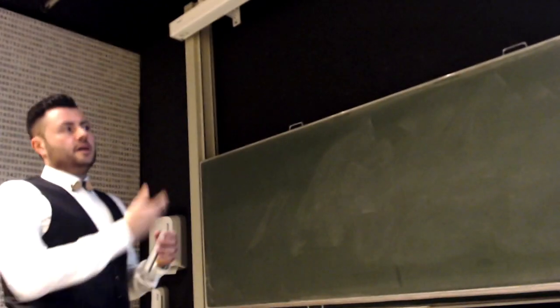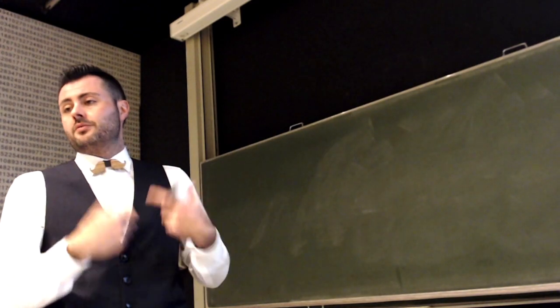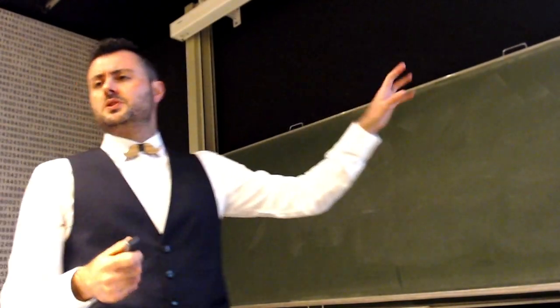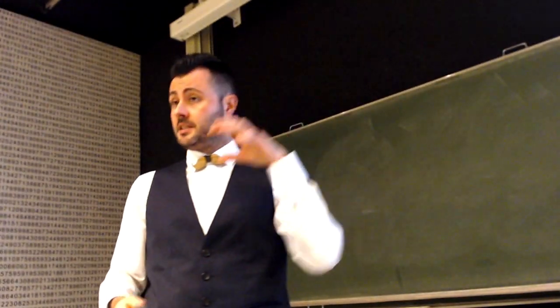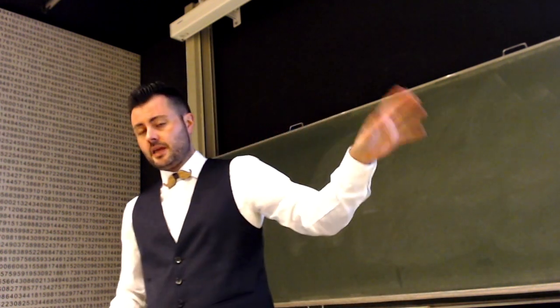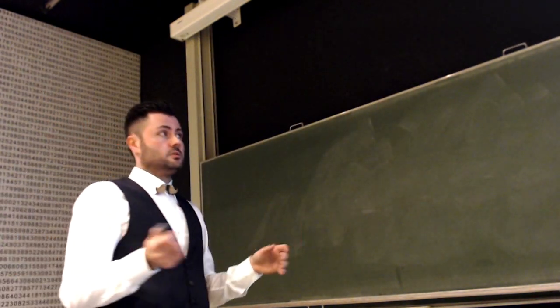Now, imagine that last June, so June 20, 2019, two parties agree to enter into a 5-year CDS. So this CDS is over 5 years because very likely the bond issue, which is underneath, is over 5 years. With respect to a specific reference entity, that again, I stress, it's very important, it's not part of the contract. It's there because it issues the bond, but it's not part of the CDS contract.